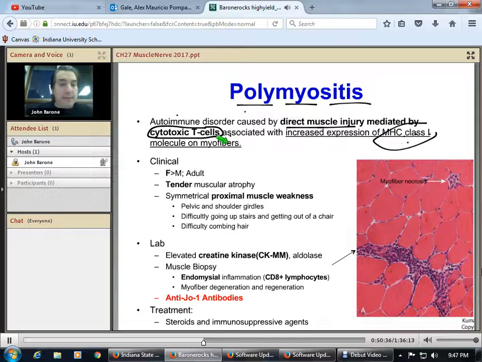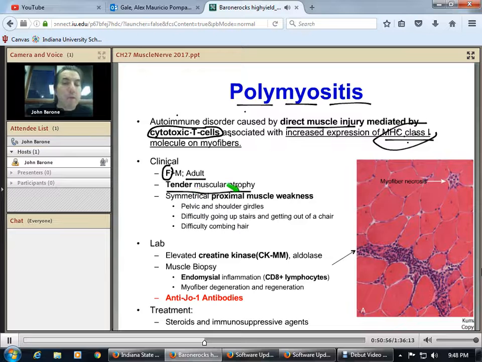T cells are the ones who are supposed to check that. They come in, they see this overexpression. It's like, what's going on here? And they start killing the muscle fibers. Okay? So again, that's what we think it is. The immune system, for some reason, is overexpressing these class 1 molecules. T cells are coming in to check it out, and they wind up killing your muscles. They just come in and kill it.